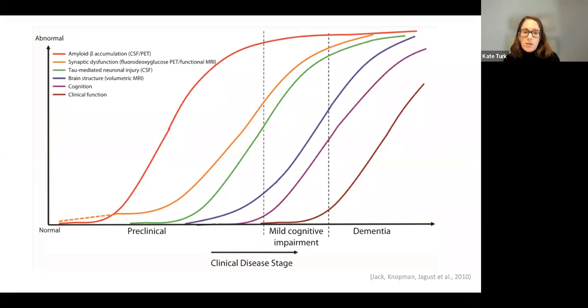Much later downstream in a patient's experience, they'll also have brain structural changes in terms of volume and atrophy on their magnetic resonance imaging. And then very late in the disease stage, they'll have cognitive changes in terms of their testing profile and neuropsychological testing. And the latest of all will be changes in clinical function. So typically these purple and brown lines are when we're finally seeing a patient in clinical practice, but there are all these upstream things that probably happened decades earlier.